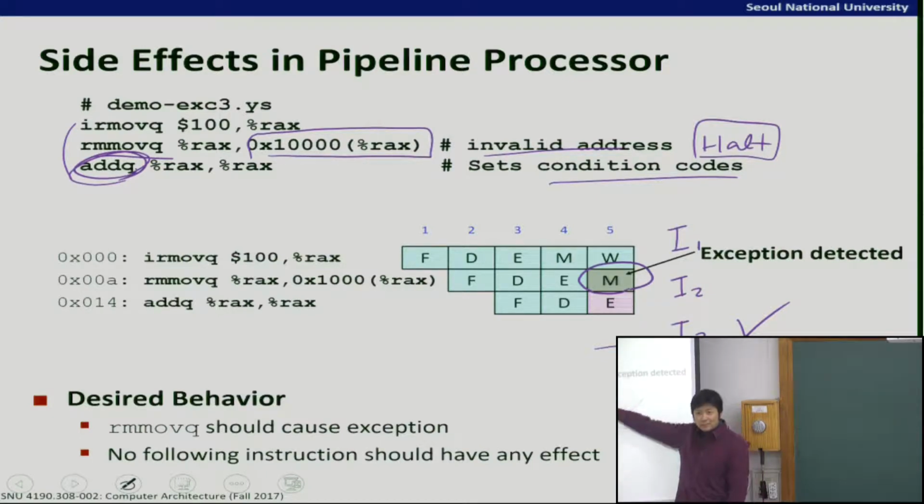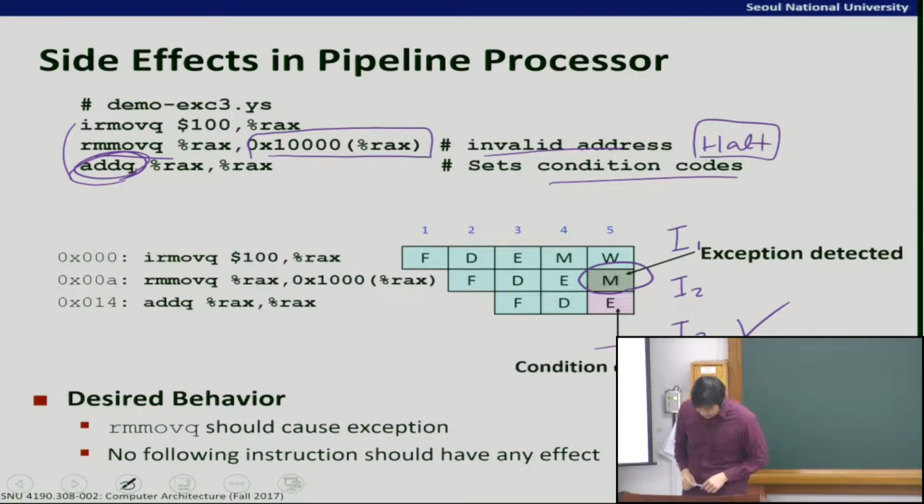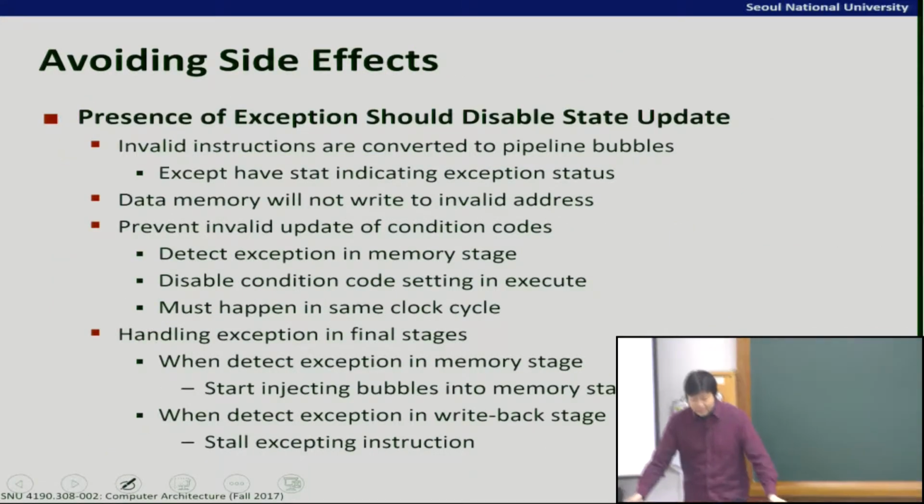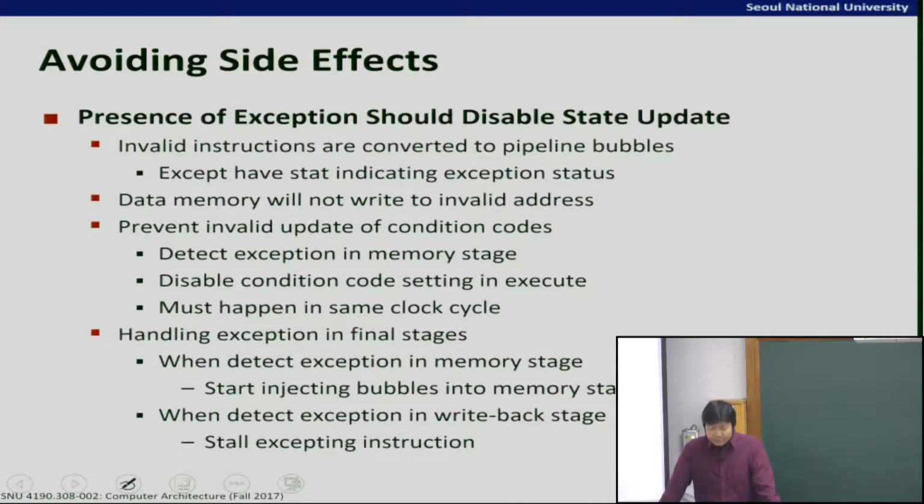But in the pipelined processor, there may be some side effect. This one updates the condition code at the end of cycle 5. That's not what you want, right? The condition code is set here. This is not the behavior we want. We don't want this instruction to have any effect on the program state. So that's the issue of avoiding side effects: how can we avoid side effects for those instructions that will not be executed in the pipeline?